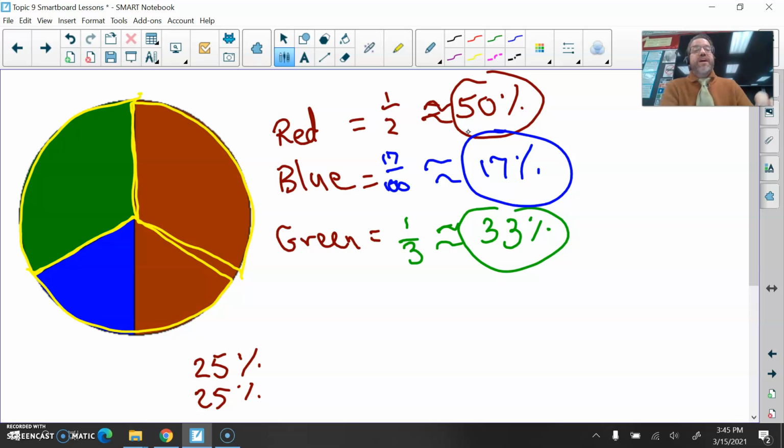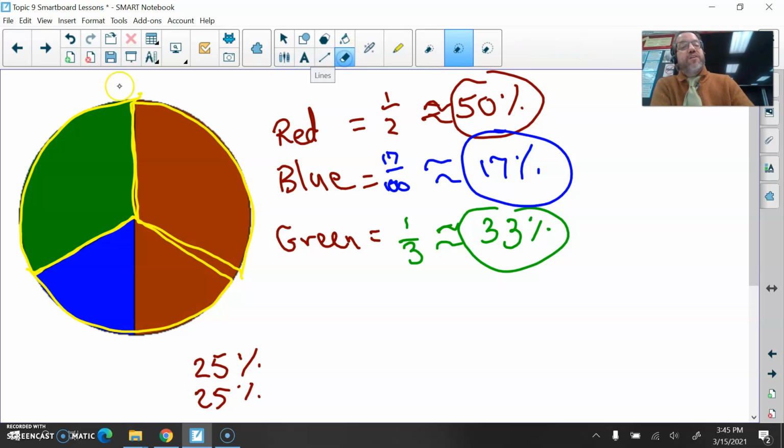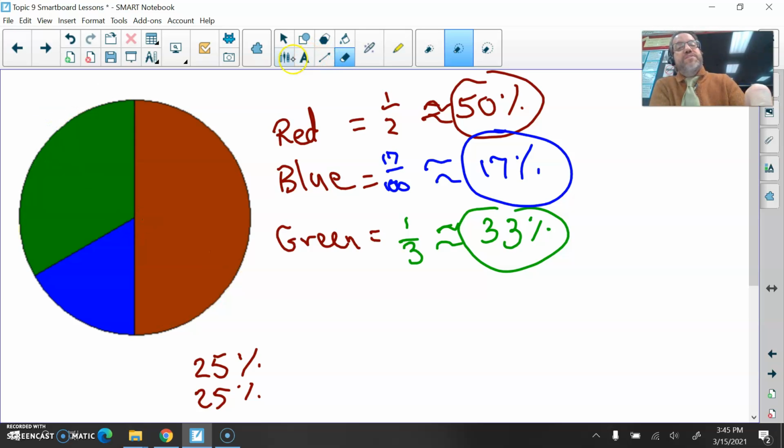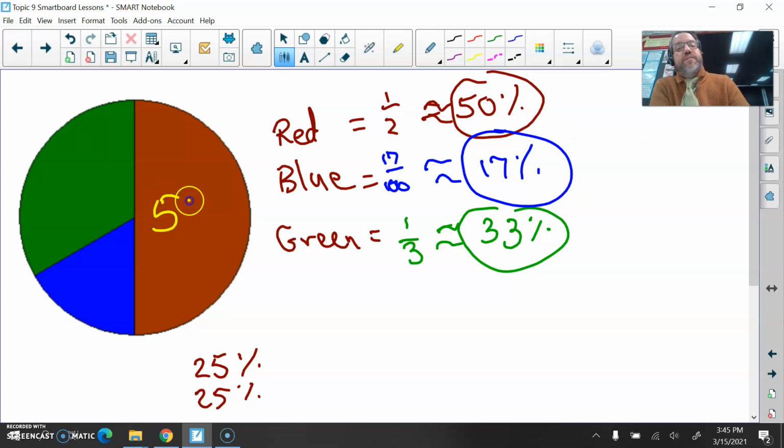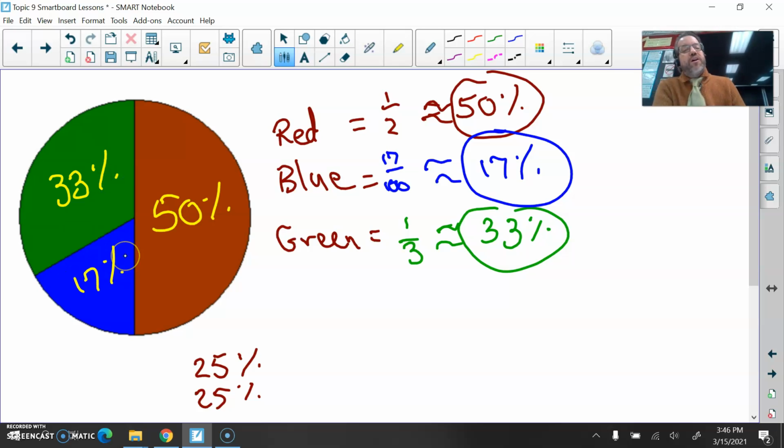Okay, so let's go ahead and erase everything here that's showing on this circle graph. If the red section is about 50% and the green section is about 33%, then the blue section would be about 17%. Are these for sure exactly correct? Well, no, but they're very close, aren't they?